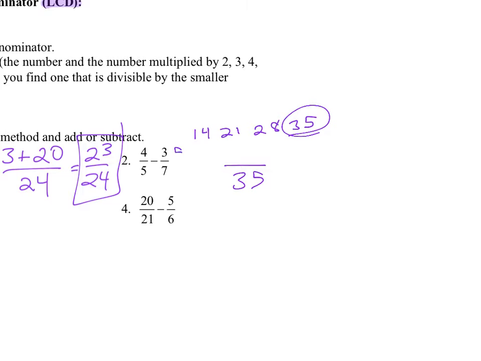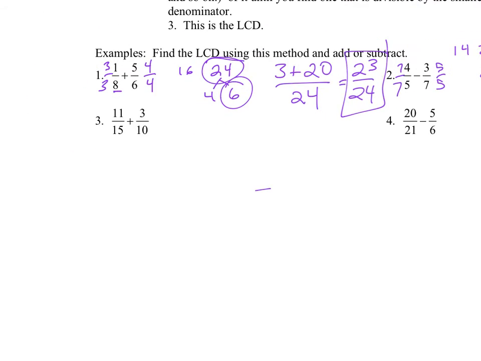All right, this needed 5 over 5, and this needed 7 over 7. 7 times 4 is 28, and we're subtracting 3 times 5, or 15. 28 minus 15 is going to be 13. So this would be my final answer. Okay, now we're looking at number 3 here.